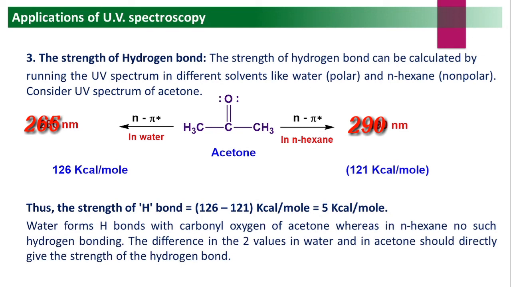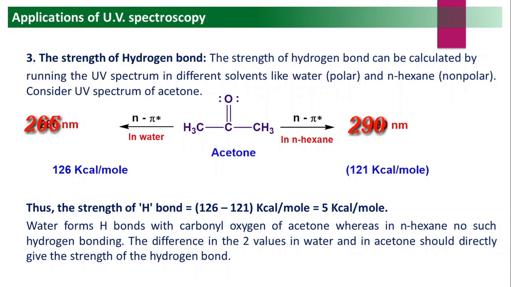Water forms a hydrogen bond with the carbonyl oxygen of the acetone, whereas in n-hexane no such hydrogen bonding is possible. Thus, the difference in the two values in water and in n-hexane should directly give the strength of hydrogen bonding.